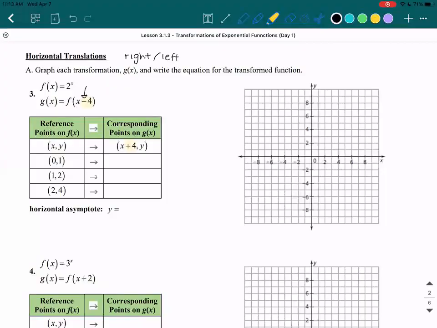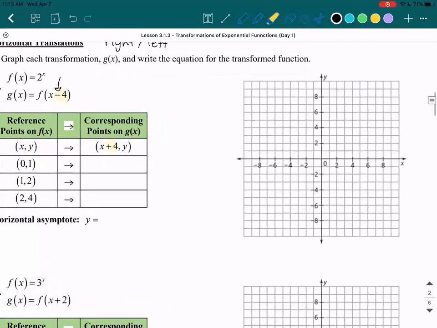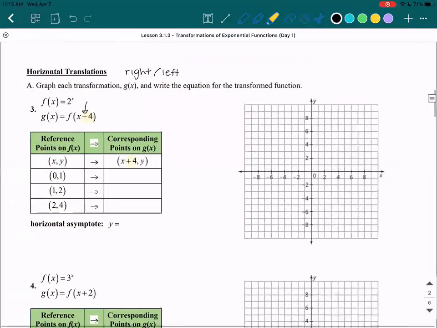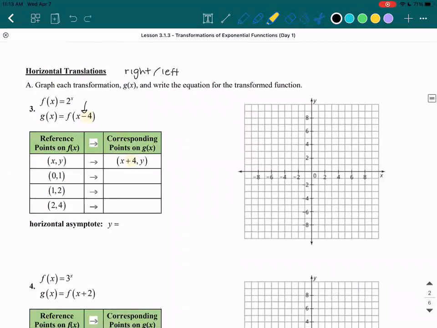So every single time when we're going to change our x value, we're going to add 4 to it, even though it says x minus 4 in the arguments of the function, okay? It's the opposite. I just wanted to draw an arrow. Okay, so they're opposites. Just remember that.